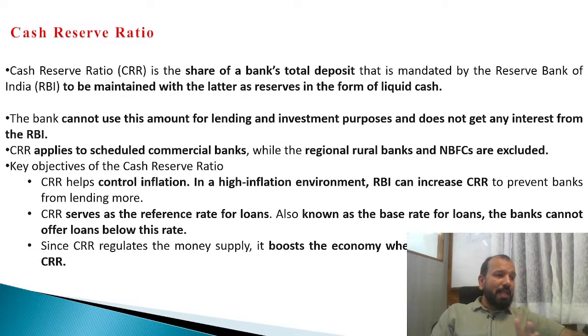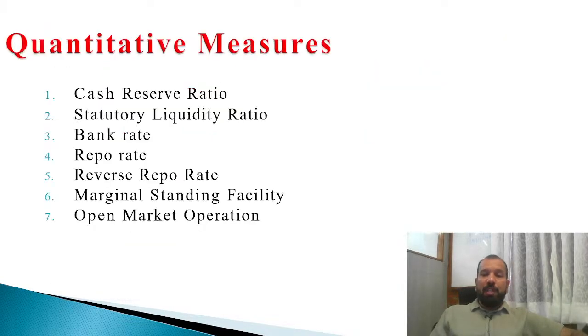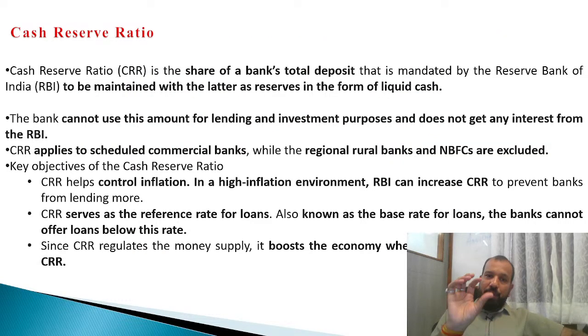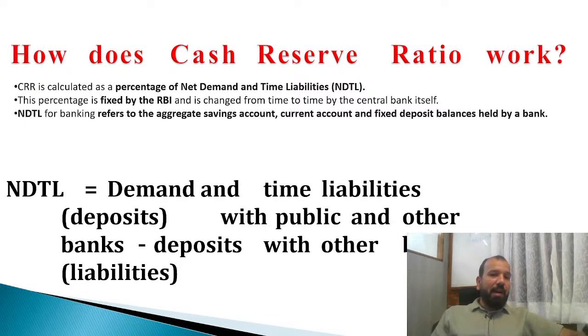Now, what is the cash reserve ratio? Cash reserve ratio is the share of a bank's total deposits that is mandated by the RBI to be maintained with it as a reserve in the form of liquid cash. In simple language, each and every bank has to keep a certain amount of money in the form of cash with the RBI. What is the percentage? That is 4%. Suppose your bank has 100 rupees, and I'll be discussing NDTL. NDTL is all about net demand and time liabilities.